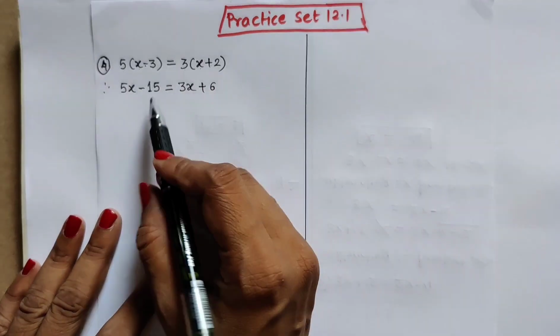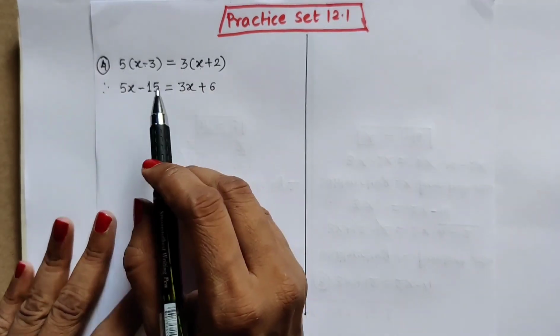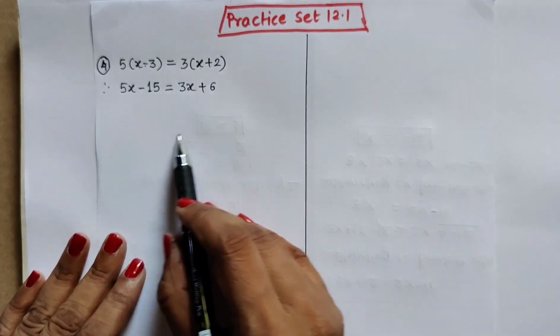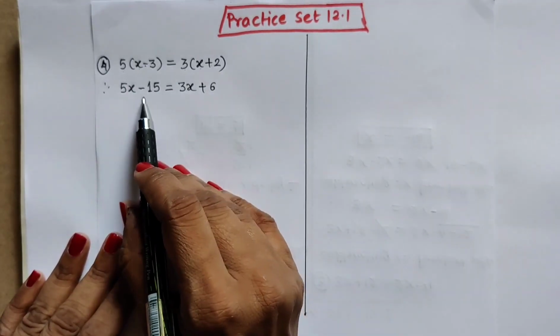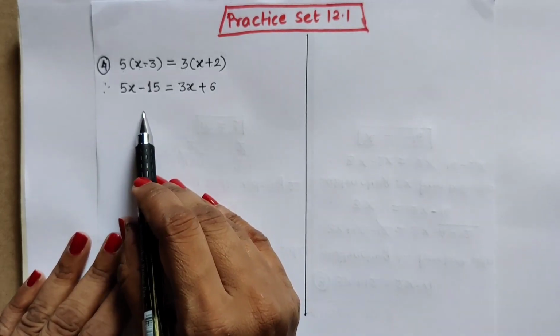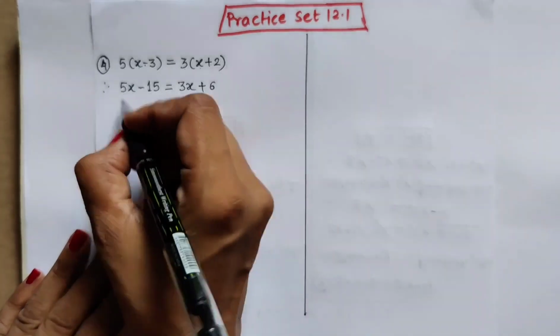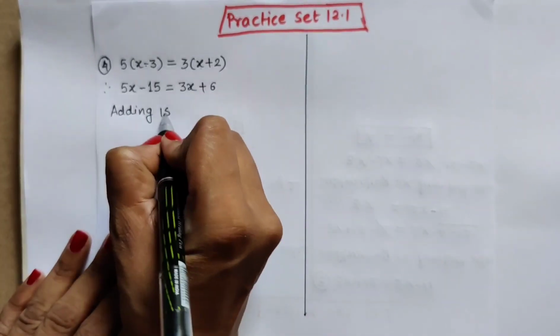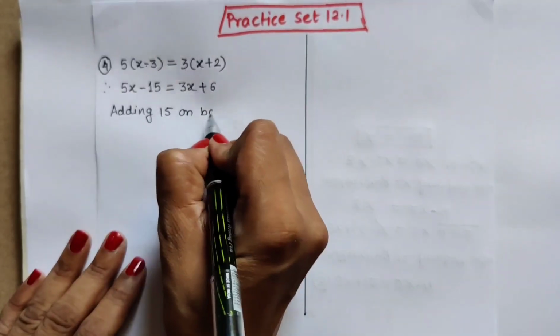Now see children, minus 15 is there on the left hand side. First we will transfer this constant term from left to right. So here it is minus 15. We transfer it to the right side. It is subtraction. When we transfer, it becomes addition. So adding 15 on both sides.